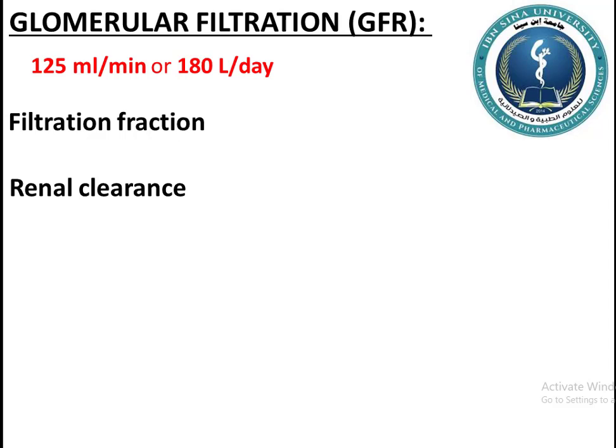You should know we cannot calculate the filtration of different molecules, like sodium, potassium, or any molecule, in the afferent arteriole, the efferent arteriole, or the glomerular capillary. So there should be a substance whose calculation gives a hint for the calculation of the glomerular filtration rate. This substance is called a glomerular filtration marker.